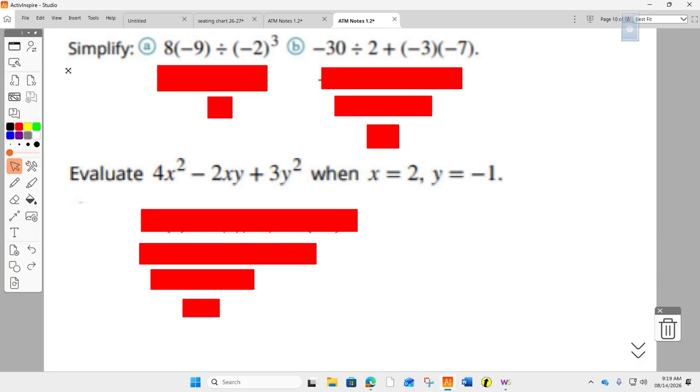Remember when you're done with A and B, if you put your pencil down, I'll know you're done, and we won't wait too long or too short. Remember the caret button is your exponent button on your calculator, right below the pi button on your calculator.